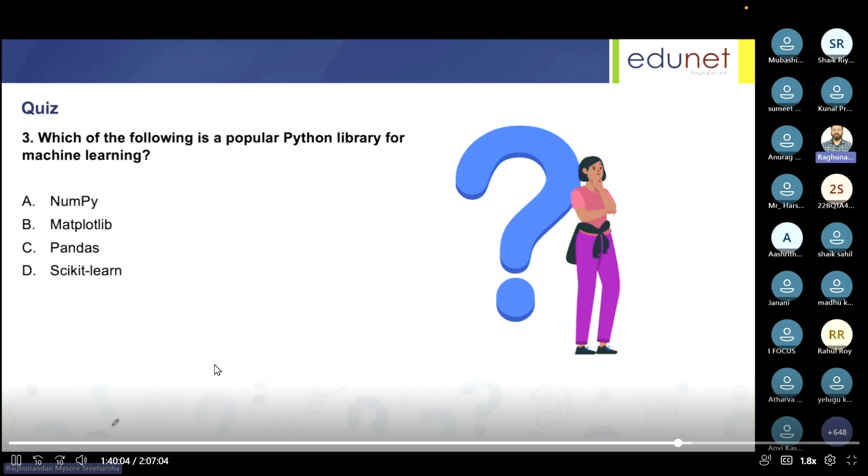Next question, which of the following is a popular Python library for machine learning? I think I have told you both in the class as well as here. So for machine learning, that is the ML library, it is scikit-learn, right? So we have scikit-learn. The answer is D.